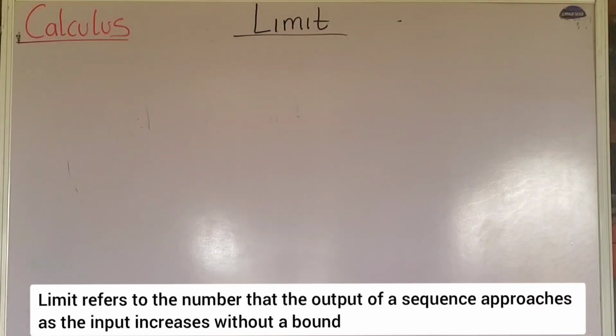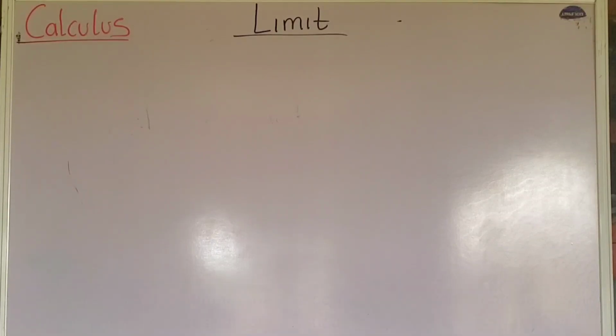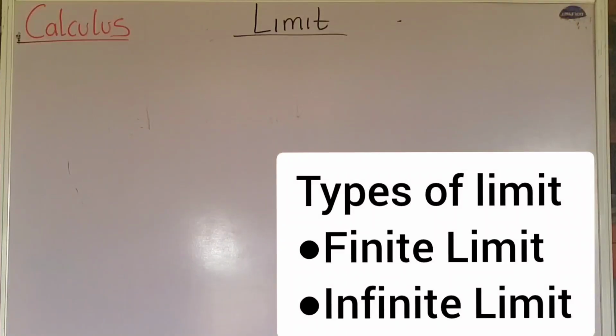Now, this implies that when you take the limit of a function, the function is going to have a value. That value is what we call the limit of that function. You understand? Now, there are two types of limits. We have finite limit and infinite limit.